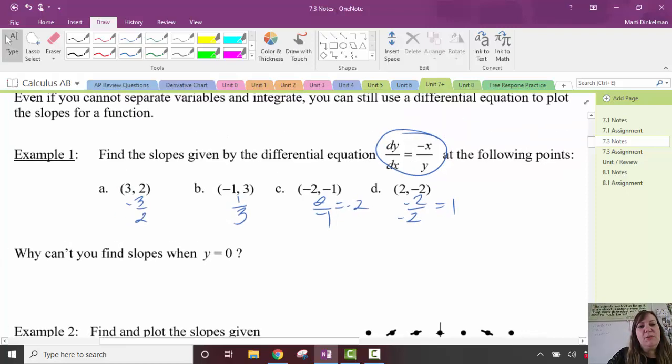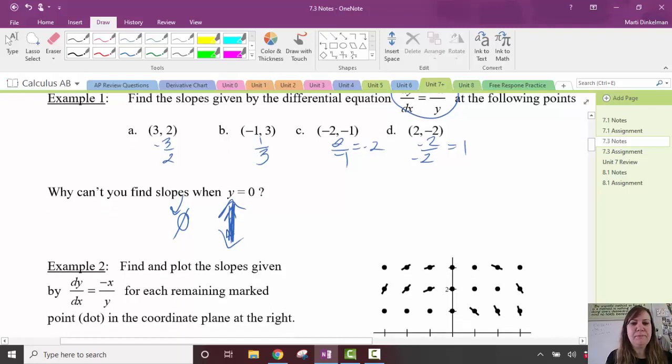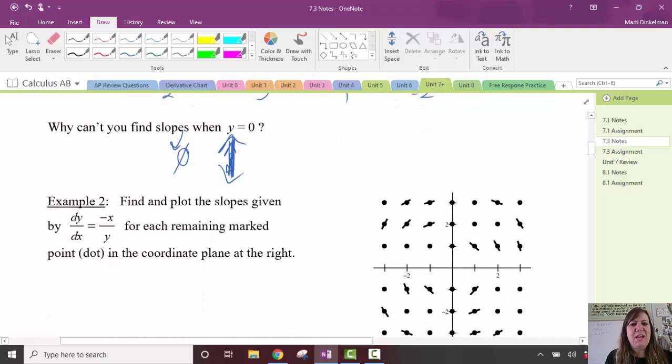Why can't we find slopes when y is 0? Well, because that means we have a 0 in the denominator, which means our slope is actually undefined. The slope tends to be undefined when we have a vertical tangent line. So we can draw in little vertical lines, or a lot of times people actually just skip them.